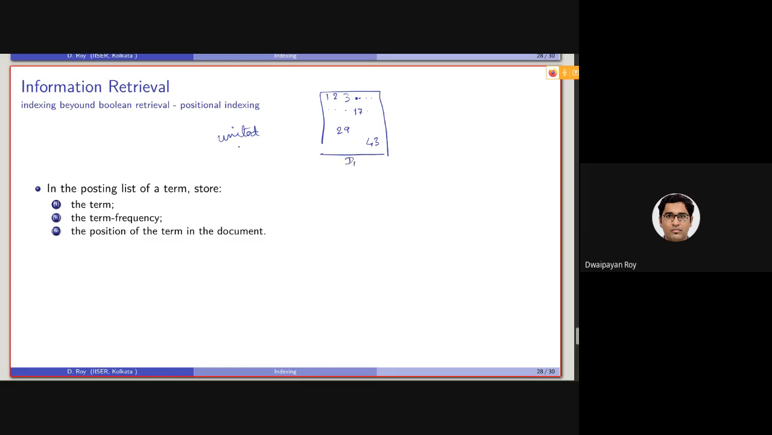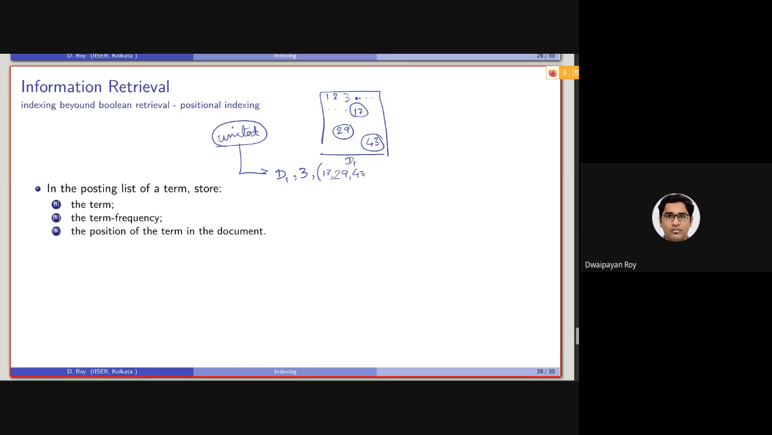So for united, this will be in the dictionary. We will be storing D1, comma 3, because it is present 3 times for this united, comma the places at which they are actually occurring. So basically we can consider a tuple, say 17, 29 and 43.